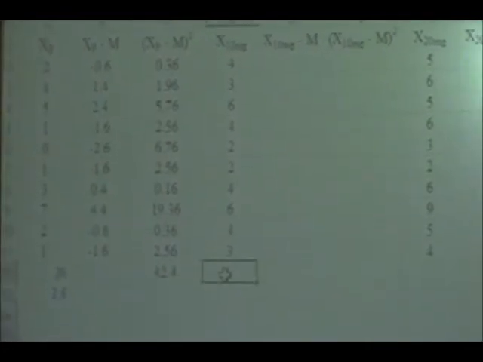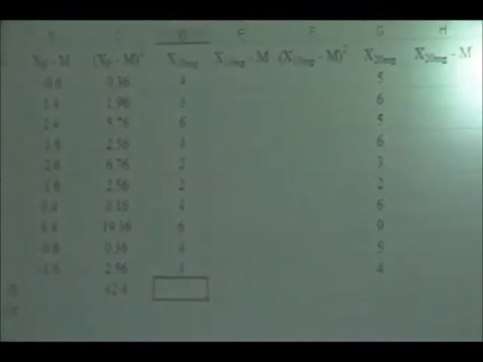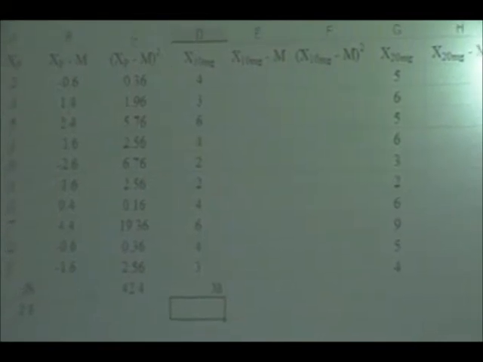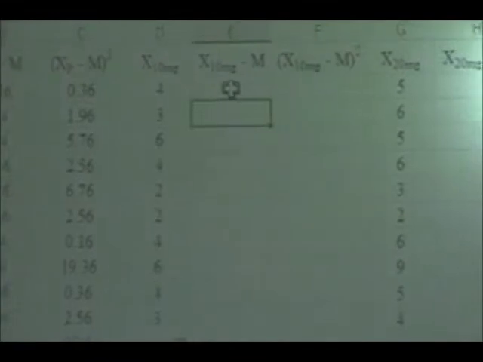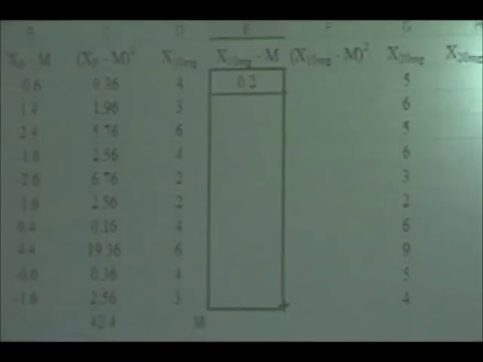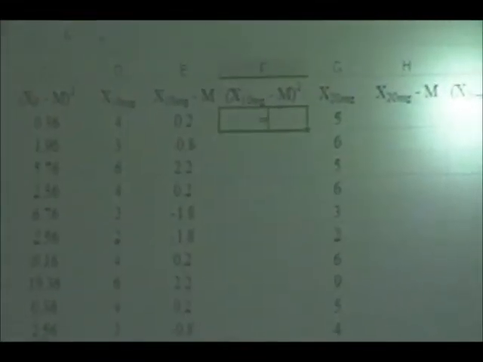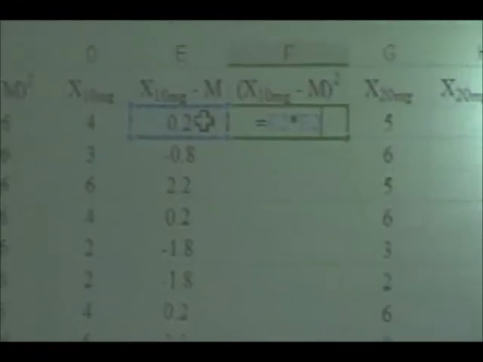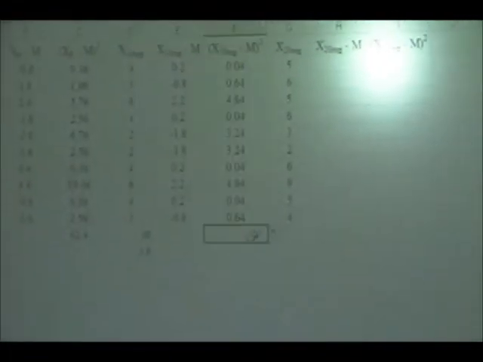I'm going to do the same thing for my 10 milligram group. Their mean is 3.8. I'm going to subtract that from every bit of the data for that group. And then I'm going to square those values, and then add them up for my sum of squares for the 10 milligram group.